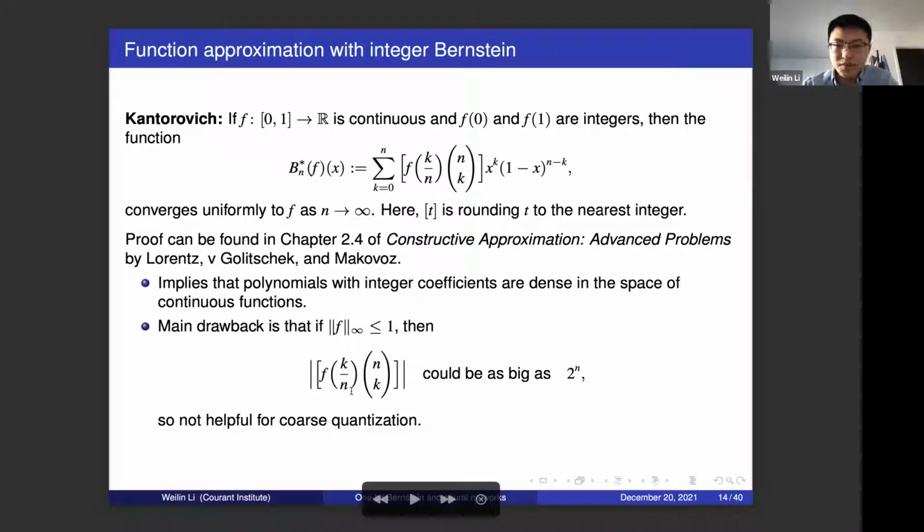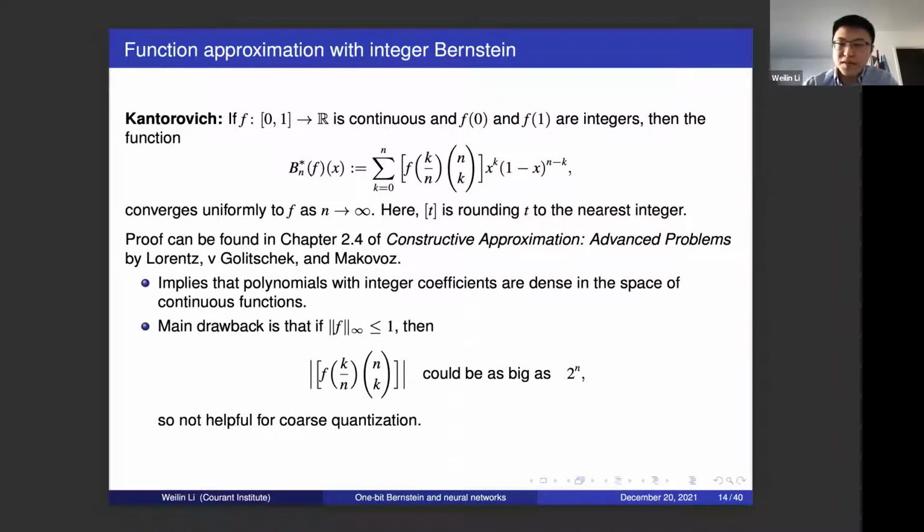Like if f were bounded by 1, then each of these combinatorial factors, I mean, they're maximized when k is approximately n over 2, and basic Stirling tells you it could be as big as 2 to the n. So if we use Kantorovich, the integers we would need are from negative 2 to the n to 2 to the n. That's an enormous set of integers. It's basically useless for coarse quantization.